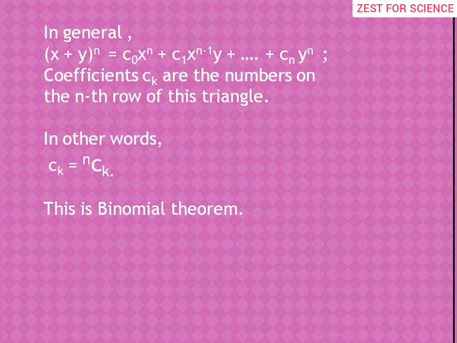In general, (x plus y) to the power n equals c0 x to the power n plus c1 x to the power n minus 1 y plus and so on plus cn y to the power n, where the coefficients ck are the numbers on the nth row of this triangle. In other words, ck is nCk, that is, the number of k combinations from the set of n numbers, and this is the binomial theorem.